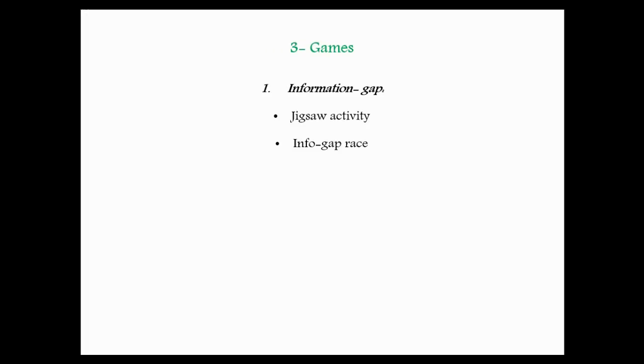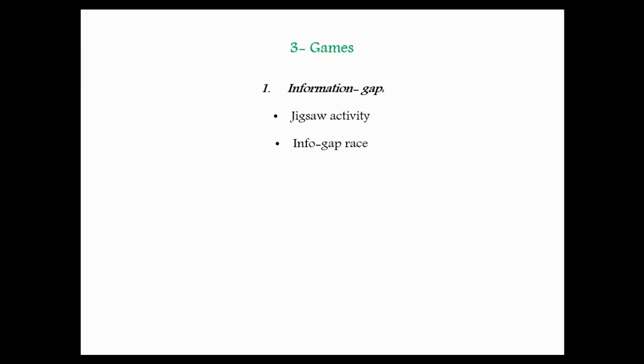Students are typically required to achieve 3 tasks. Number 1, each member describes what he saw. Number 2, decide together the sequence of the story events. And finally, resolve any difference of opinion that might arise. For example, who was to blame in a traffic accident. Second type is info gap race.